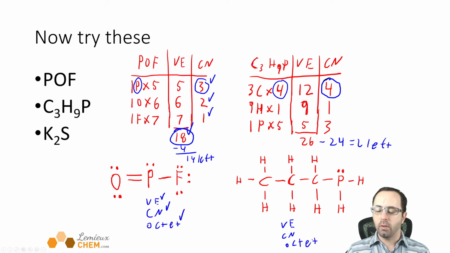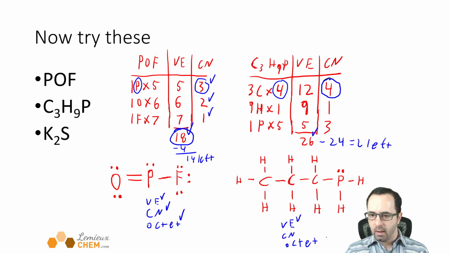So total number of valence electrons, we should have 26. We have 2, 4, 6, 8, 10, 12, 14, 16, 18, 20, 22, 24, 26. We have 26. Great. Our valence electrons are good.